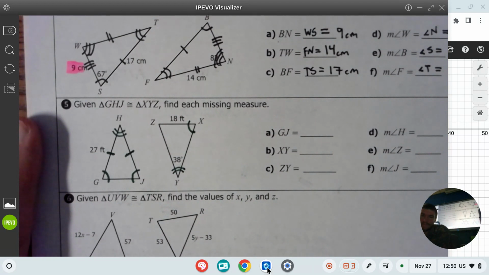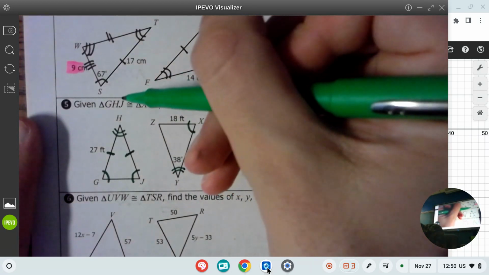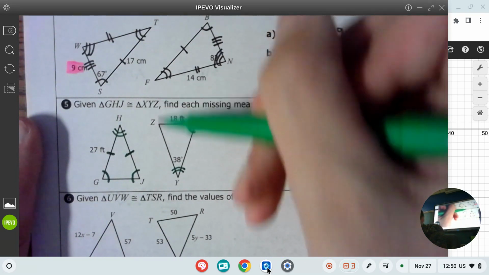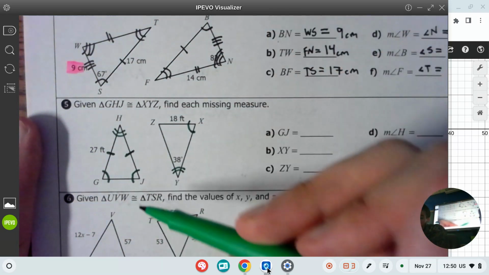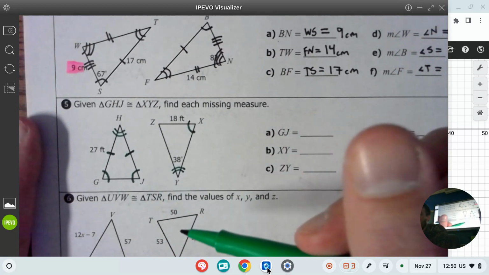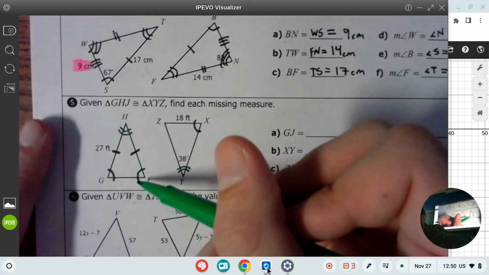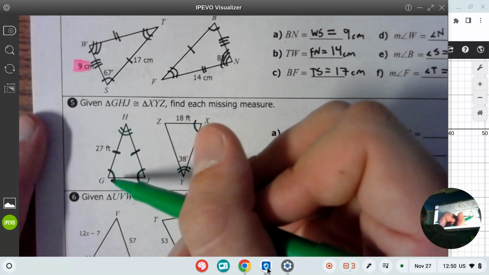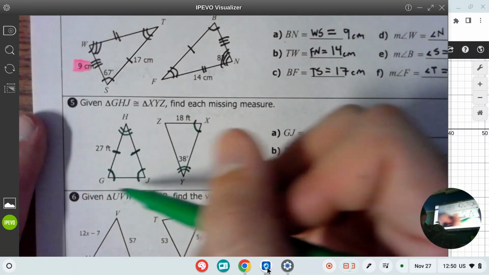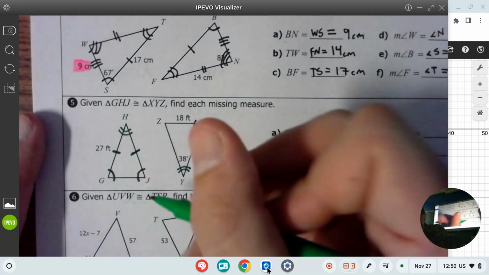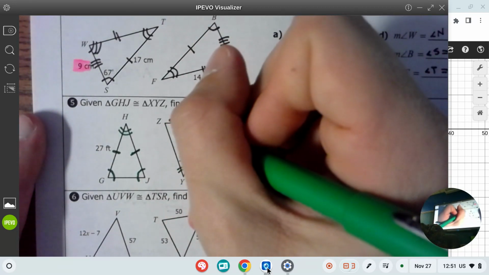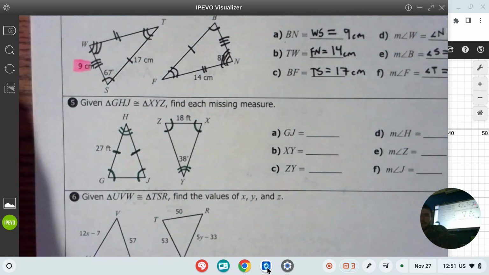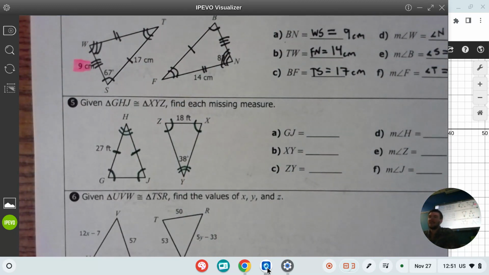But then when it comes to the J and the Z, we already talked about this. The J does not get a triple curve. The J is going to stay as a single curve because the J matches with the G. If these are the same sides, then these have to be the same angles. That means the Z is also going to get a single curve. Because these are congruent triangles, they should be the same exact thing. They're just kind of twisted, basically.